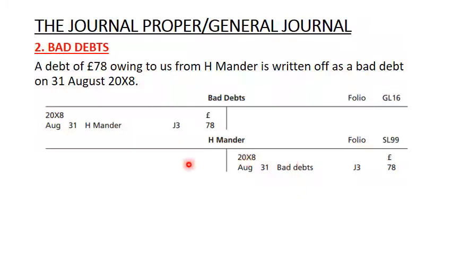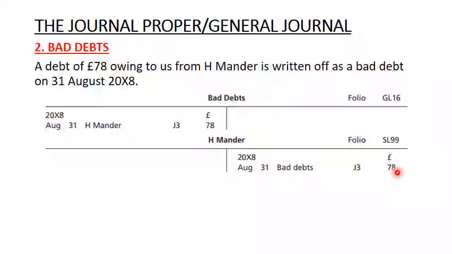Okay. So H. Manda was supposed to give us 78, but he did not. So we record it as a bad debt so that our books of accounts know that we don't expect to get money from this person. So in a way, the bad debt has to increase by 78. Why is it increasing by 78? Because H. Manda has given us bad debt of 78. Okay.